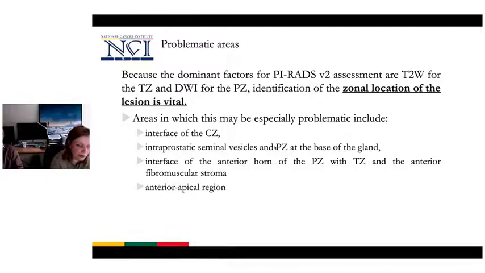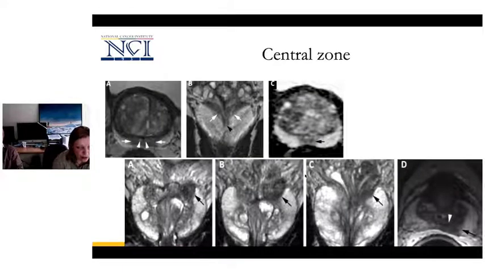Then another thing is the interface of the anterior horn. Sometimes it's really difficult to say if it's the anterior horn of the peripheral zone or the transition zone, or maybe the anterior stroma, and the anterior apical region. I will show you some examples.